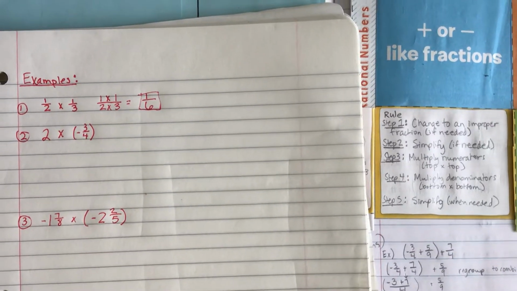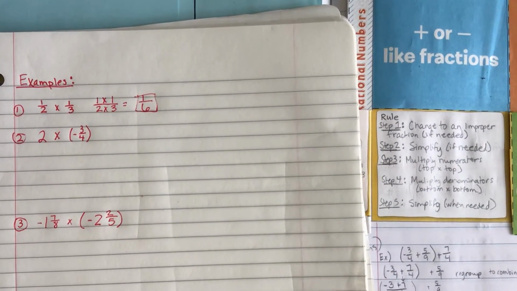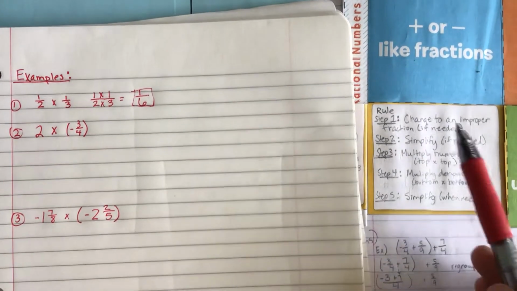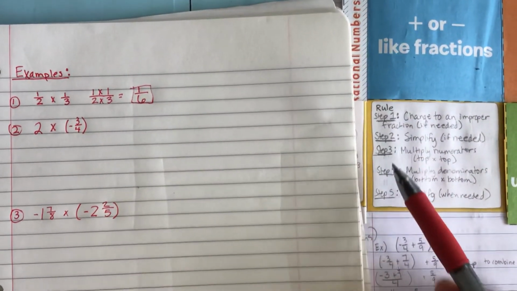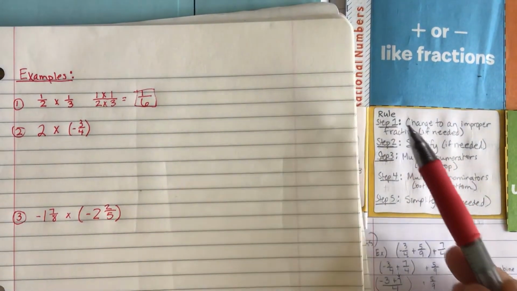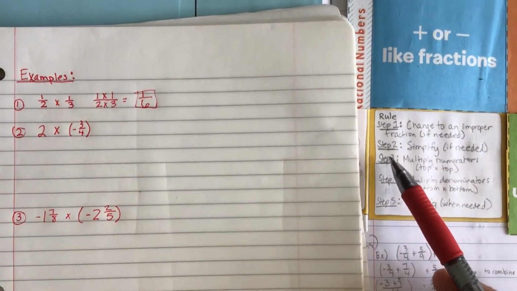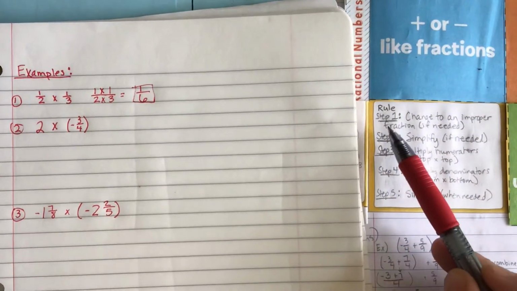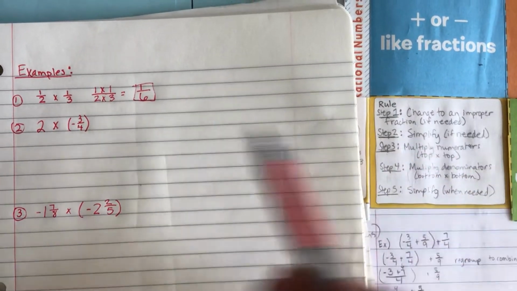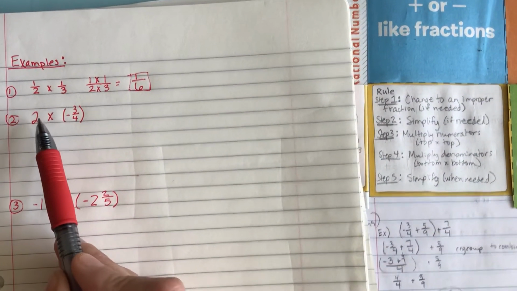All right, number 2 is 2 times negative 3/4. All right, so we're gonna go through our steps one by one again. The easiest way for you to do this is to go through your steps. Make sure you're doing every one. Step 1, change to an improper fraction. This is a whole number.